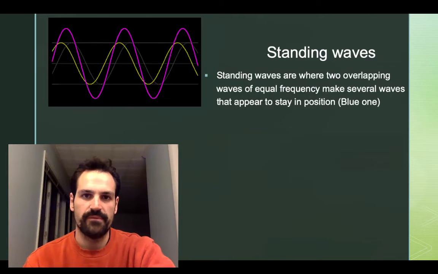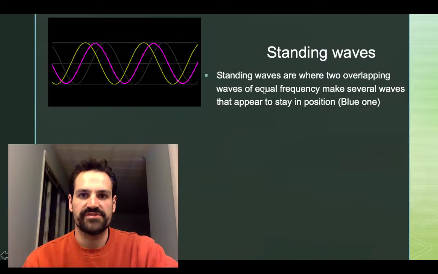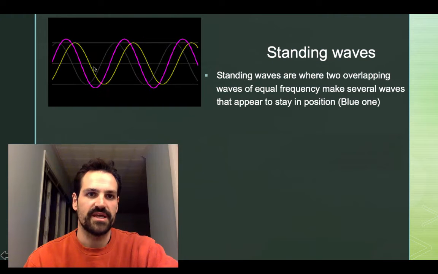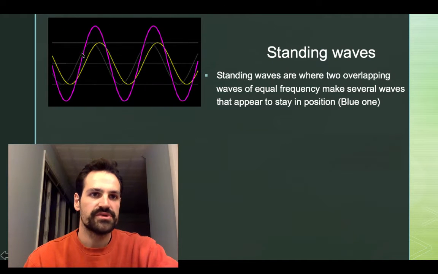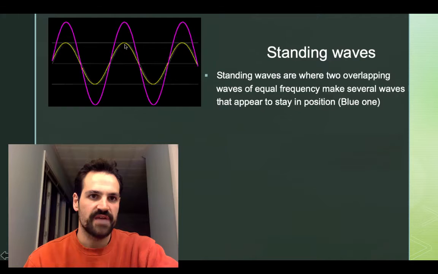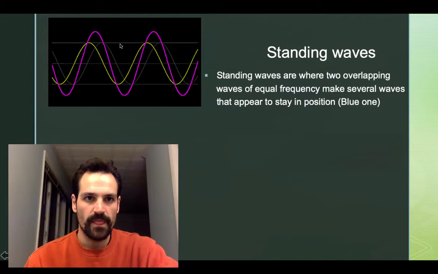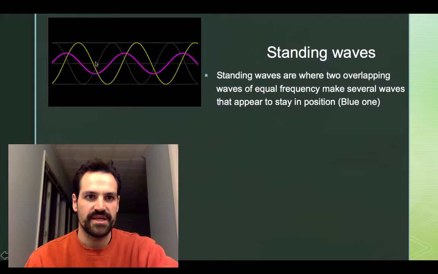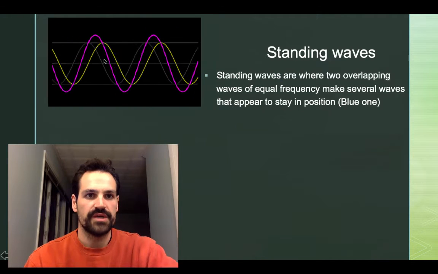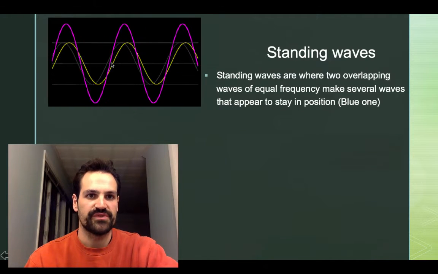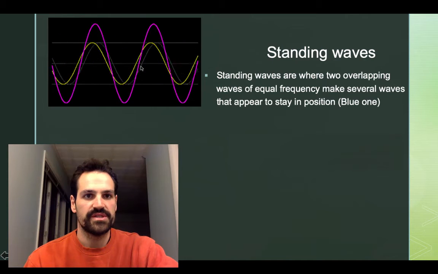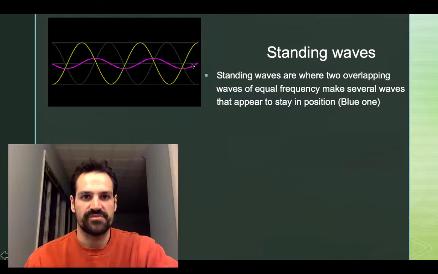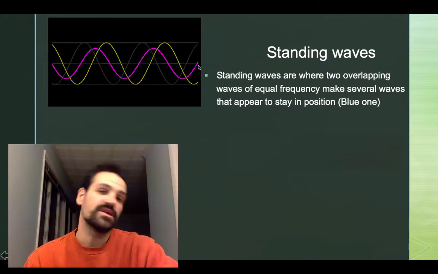And that's where two overlapping waves of equal frequency make several waves that appear to stay in one position. So this red and green waves, they have the same frequency, and they make this blue wave look like it's staying in the same position. And you notice how this spot never changes from its position on the blue wave. This spot never changes. They stay at the equilibrium point.